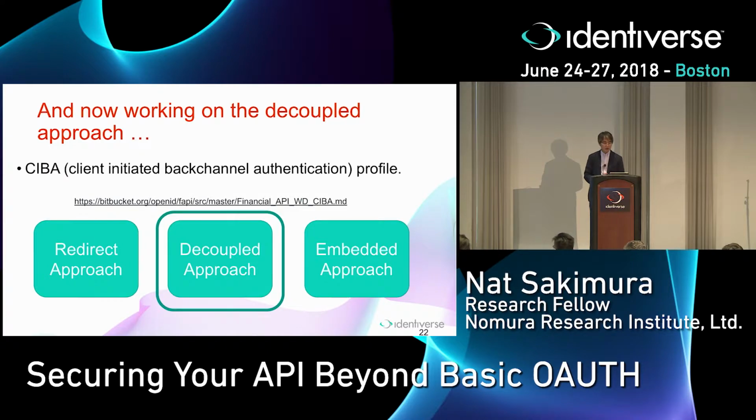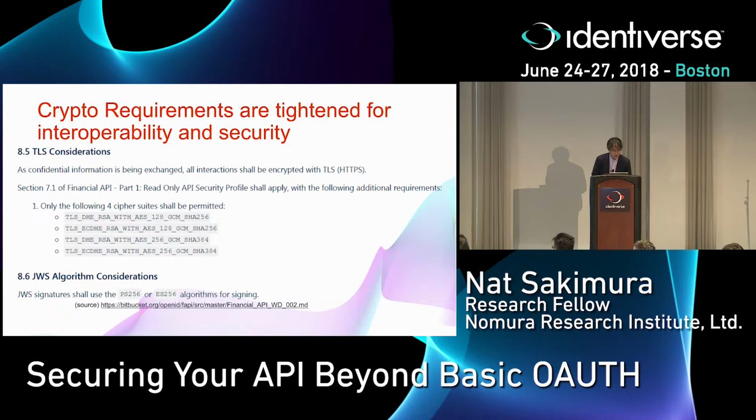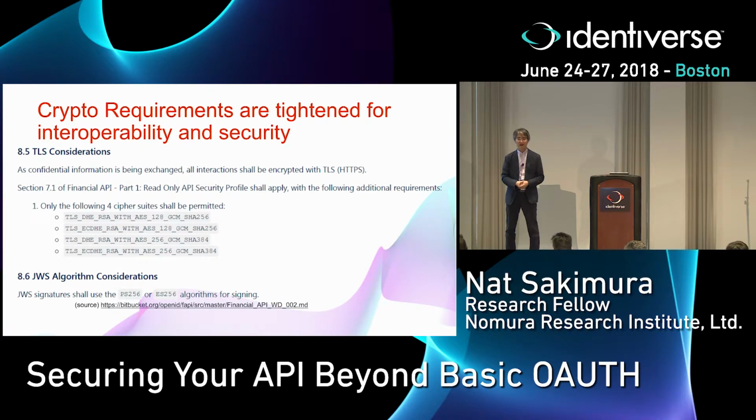And also in 8.6, we are defining JWS algorithm considerations. And it's saying JWS signatures shall use the PS256 or ES256 algorithm for signing, right? I'm an author of JWS as well, and I've been hearing a lot of complaints that JWS is insecure because it allows algorithm none and other low security algorithms. Yeah, if you allow them, it is.